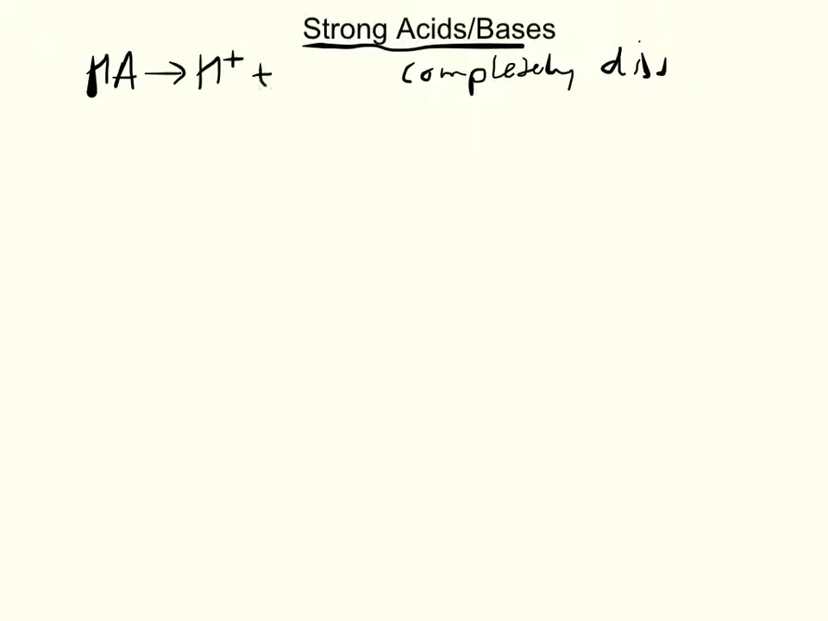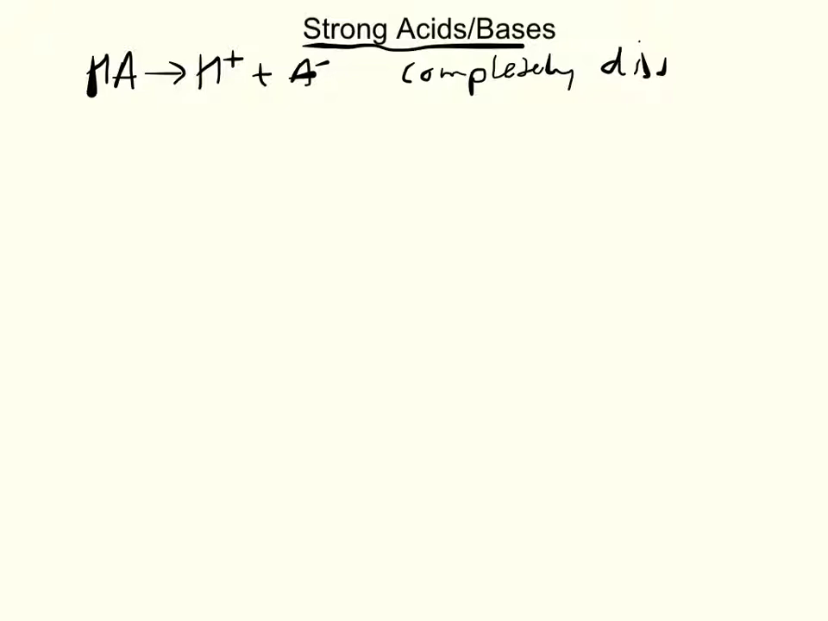On the other hand, strong acids and bases are different because they completely dissociate. Every single molecule of a strong acid or a base, HA, is going to break apart and dissociate into a hydrogen ion and the conjugate base. Every single molecule. Therefore, there's no equilibrium. There's no Ka value necessarily.